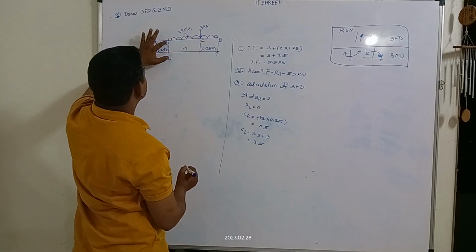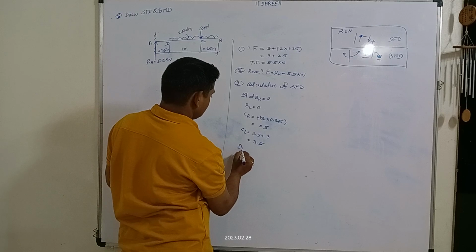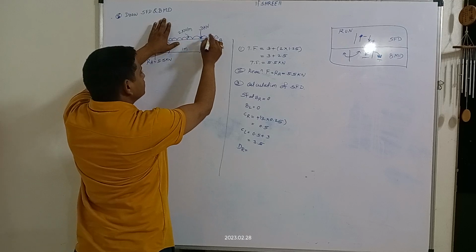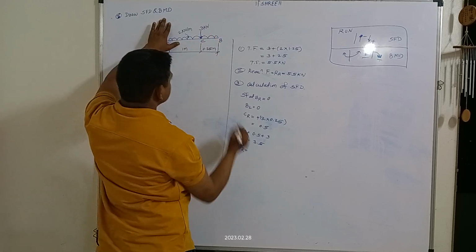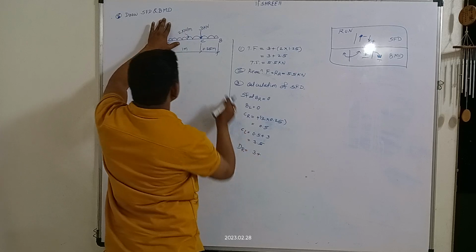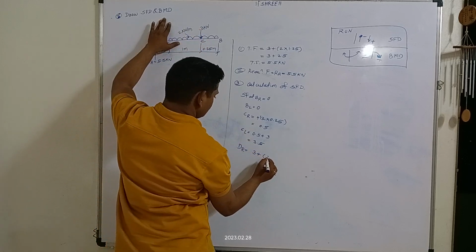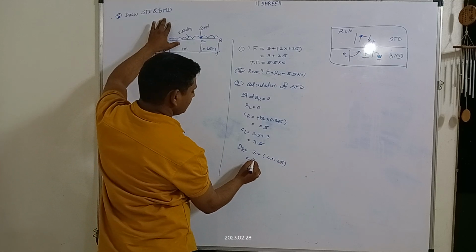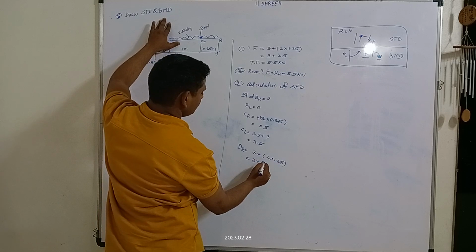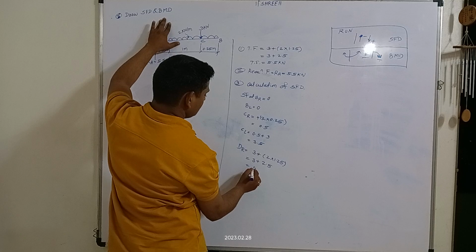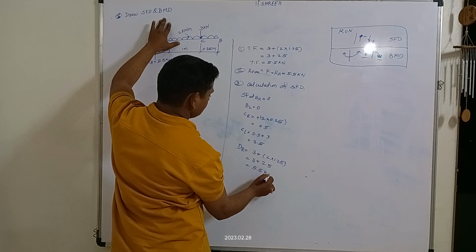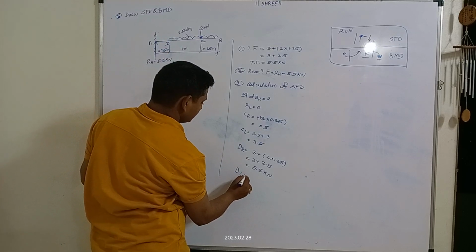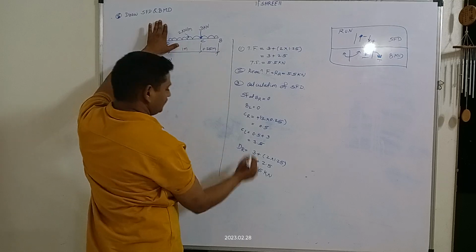Similarly, D right: in D right the whole UDL is seen. We can write it as 3 kilonewton plus 2 into 1.25, which is 2.5, which gives the answer 5.5 kilonewton. D left is the same, we can write the same value.